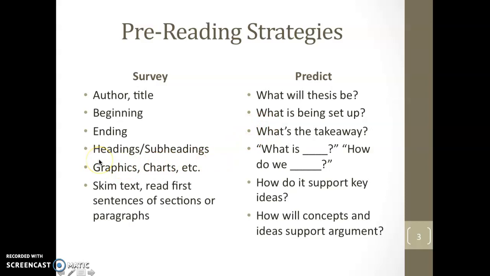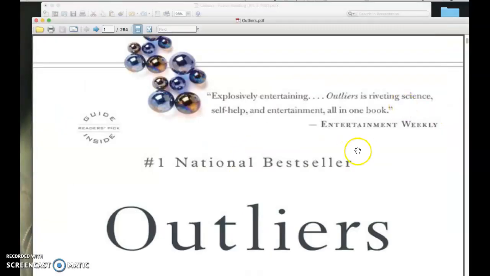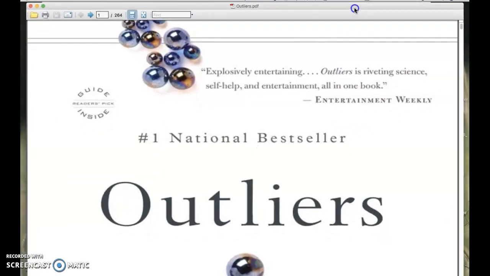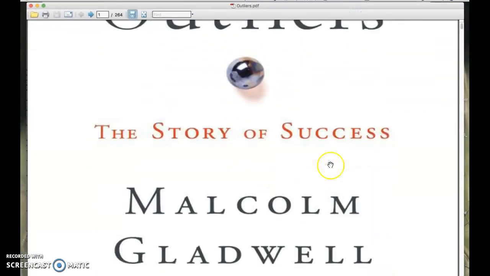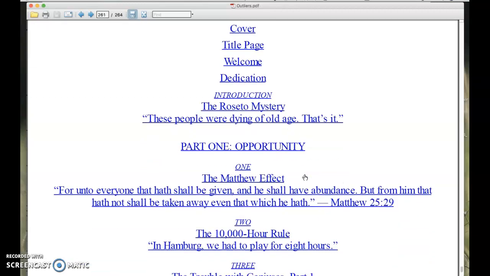Another really powerful, useful pre-reading strategy is to look through a chapter. This especially works for textbooks, and look at the headings and subheadings within the chapter and turn them into questions. Okay, and I want to show you just briefly what this would look like. So this is Gladwell's book. Here's Outliers, and I already kind of talked about the cover, but I want to look at the table of contents. So each chapter has a title, and it has a little subtitle.